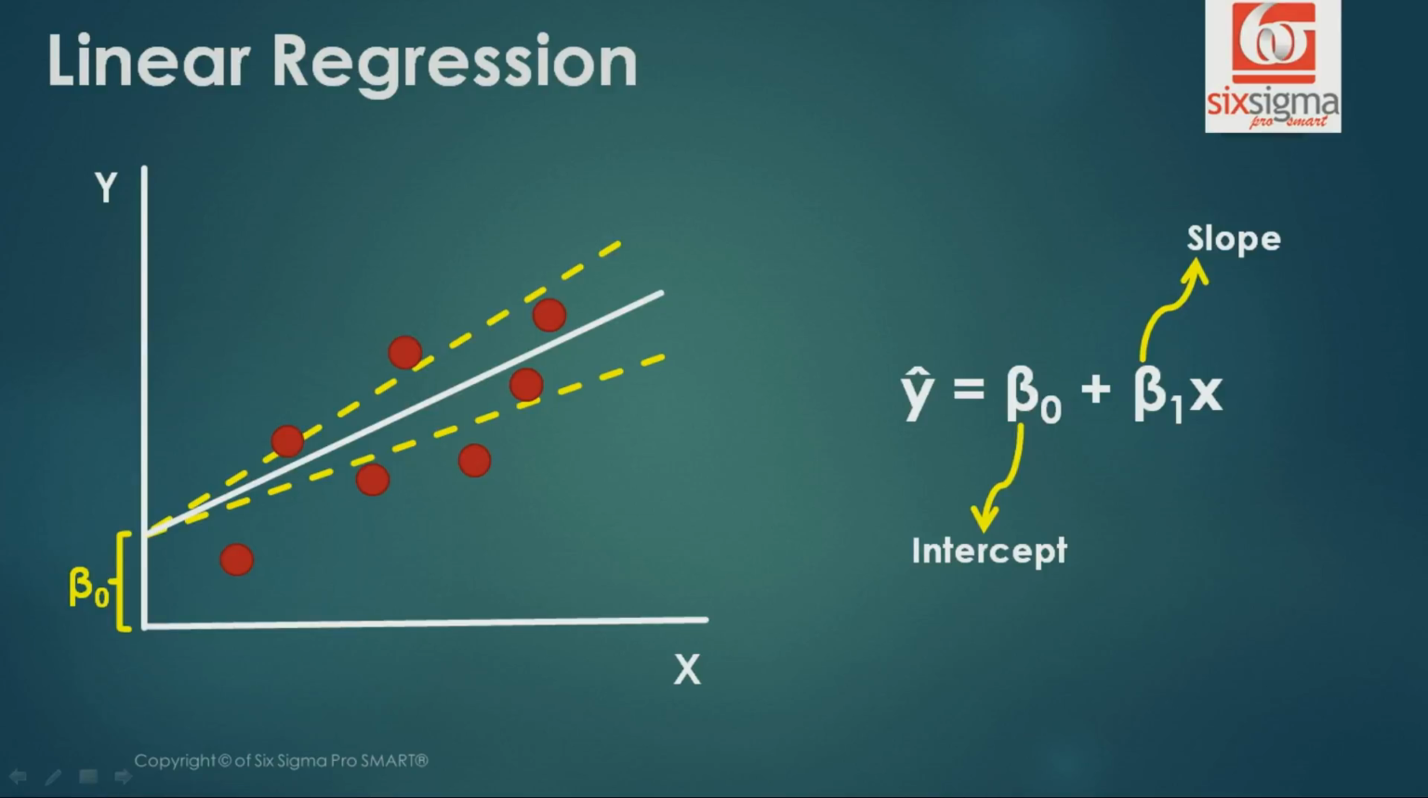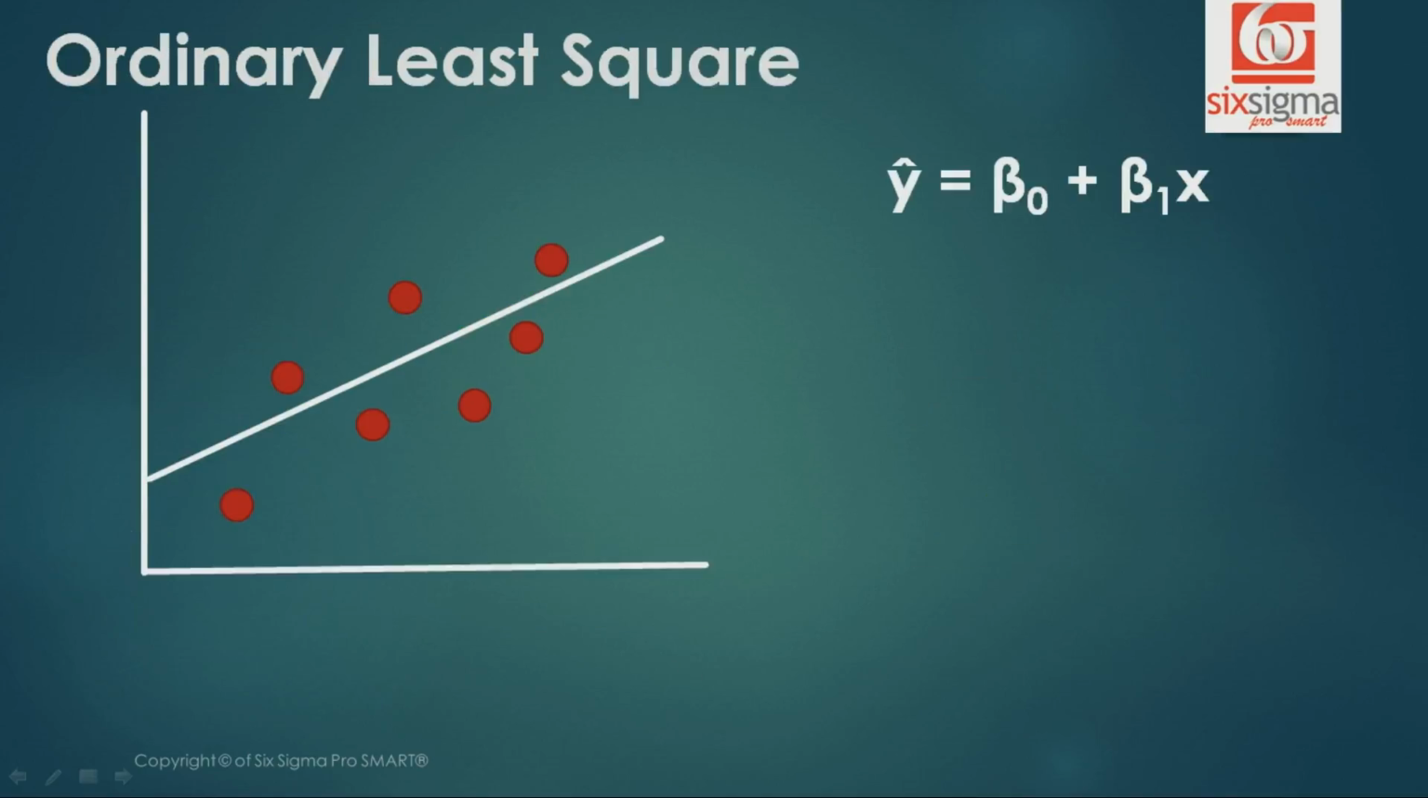So end of the day, if we were to conclude on one line, which is the line that fairly represents all these points, we have to concentrate on both slope as well as intercept. But there could be infinite combinations of slope and intercept. How do we decide which one to choose? And then there comes the ordinary least squares method.